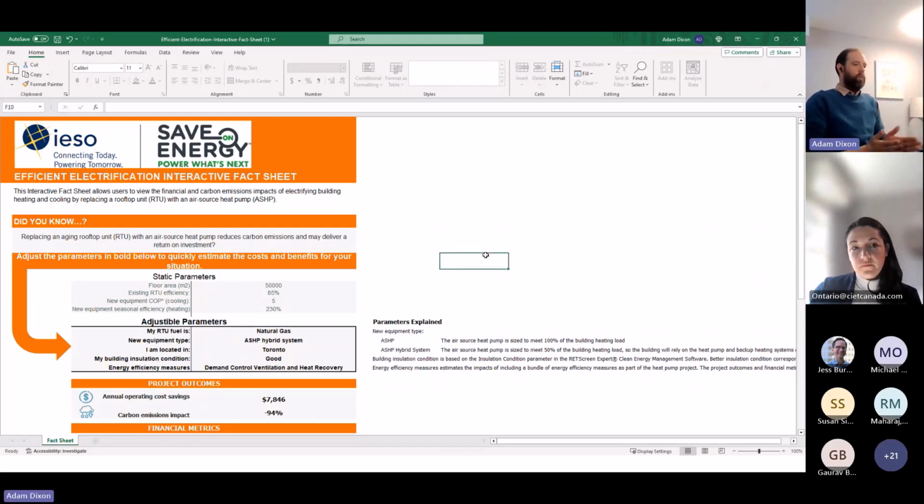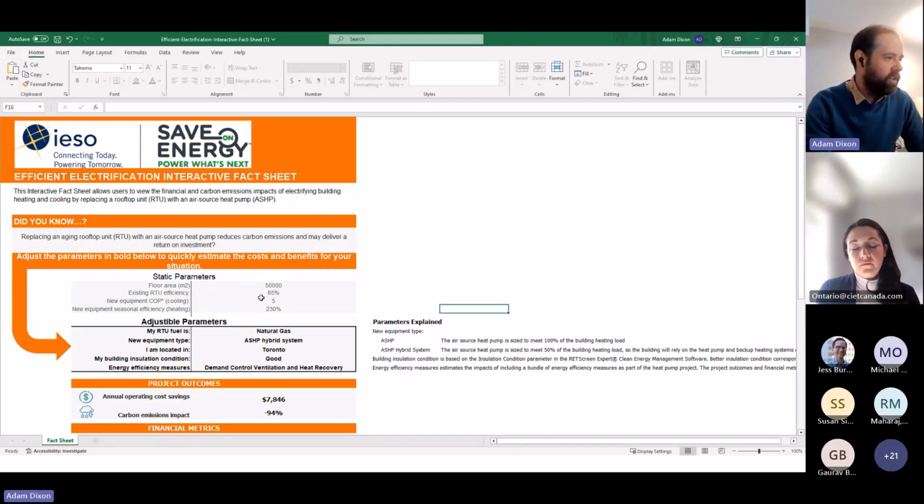Here, there are a few static parameters that are built in. We can see a floor area, which may already be a bit different from what our example is right now. So we can see that's maybe a limitation of this tool, but generally it's scaled up and down based on the size. Whether it's 2,500 square feet or 50,000 square feet, the percent reductions and things like that will be the same. So we can see if the financial metrics are positive or negative. That's all I'm going to say at this point.